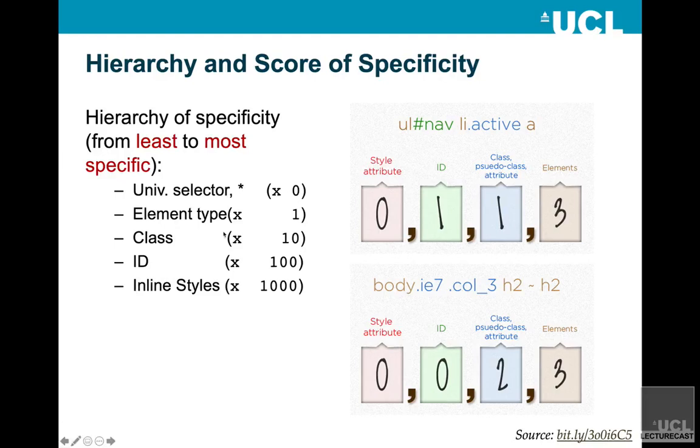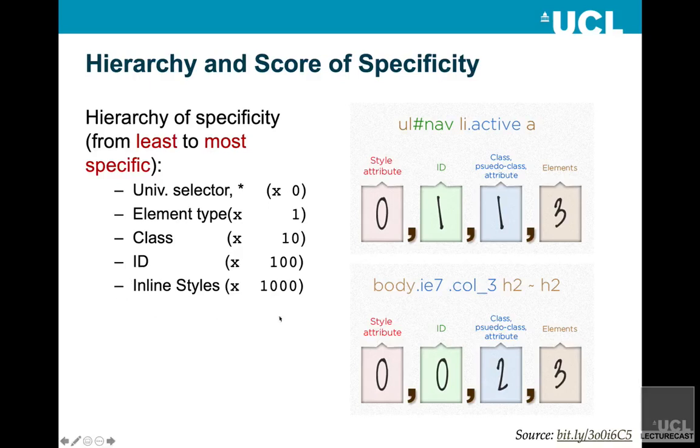Now, element type selectors are least specific, so the value of this is 1. Class selectors are more specific, so they are 10 times more specific than the element selectors, and the ID selectors are 100 times more specific than the element selectors. Inline selectors are most specific because they are actually positioned within the HTML code.